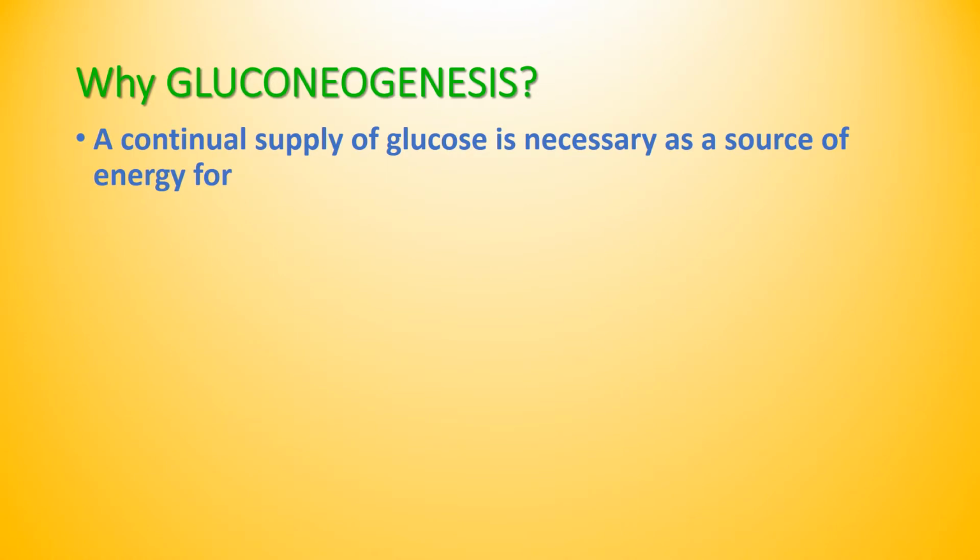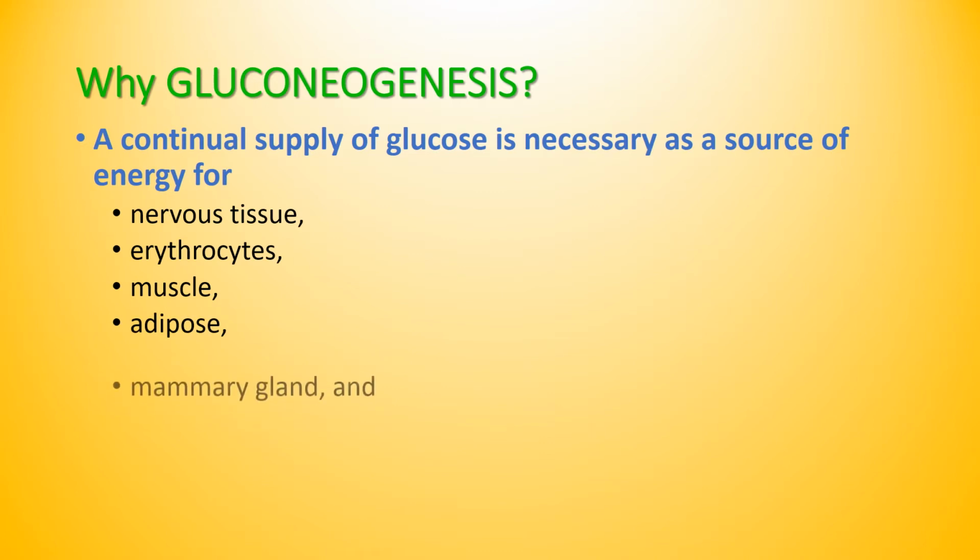The question arises why gluconeogenesis is of vital importance, or why it is required. If we look at different tissues like nervous tissue, erythrocytes, muscle, adipose tissue, mammary gland and fetus, all of these require glucose as a source of energy. The continual supply of glucose is only possible if there is gluconeogenesis. The reason being, if the diet is deficient or lacking energy, then gluconeogenesis is the major pathway that can supply energy in the form of glucose.